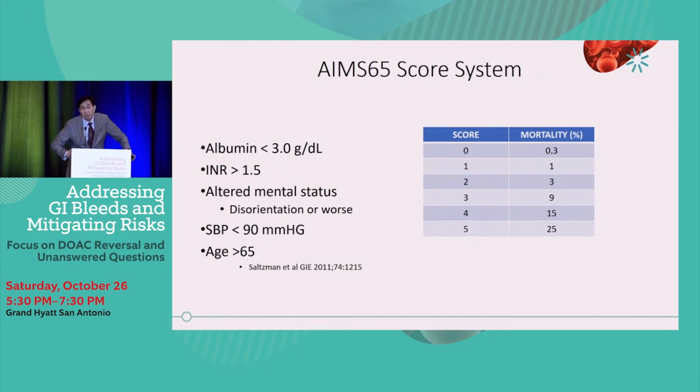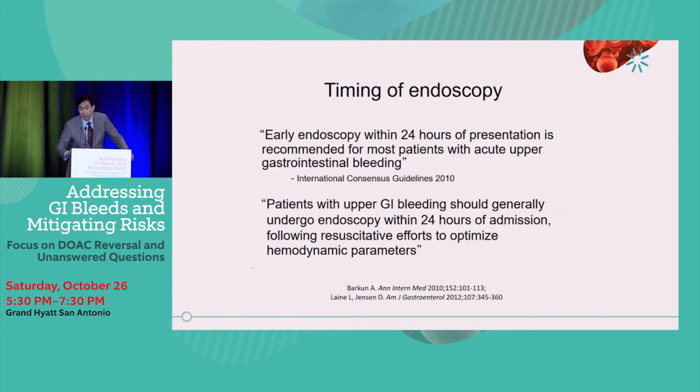So to address that issue, there was a newer scoring system that was created by Saltzman and group at the Brigham, called the AIMS65. It uses 5 very simplified metrics: the albumin, INR, mental status, blood pressure, and age. It only assigns 1 point each, and based on the scoring system, one can rather reliably detect the risk of mortality, which, by the way, has been validated in this new set of patients.